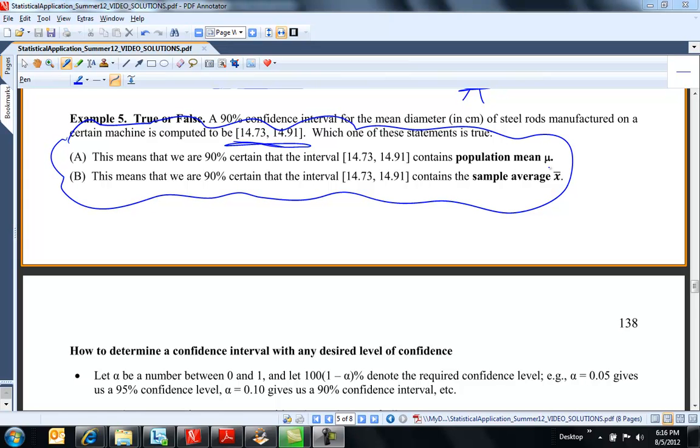Hi, we're on statistical applications, video 5 already. This is hard to do if you haven't seen it before, so I hope I've provided enough information.